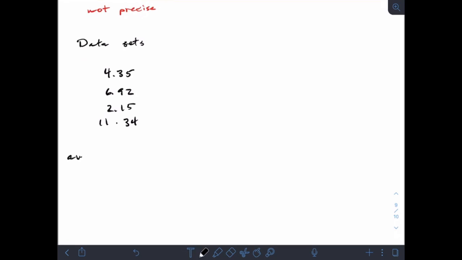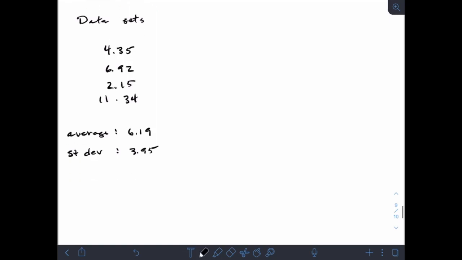And we do some calculations and we find that our average is 6.19. Our standard deviation is 3.95. Right? Most students at this point would look at that standard deviation and say, okay, the standard deviation is relatively small, this must be good data. Well, it's sometimes kind of hard to easily tell how good or bad a standard deviation is just by the standard deviation. So a more useful tool for evaluating your data is percent relative deviation.